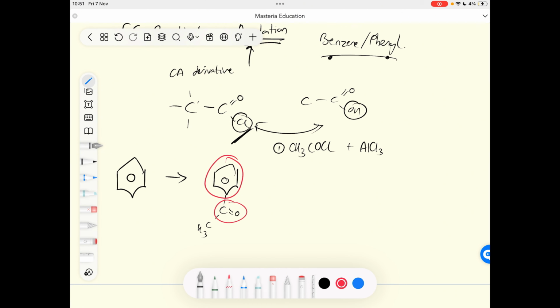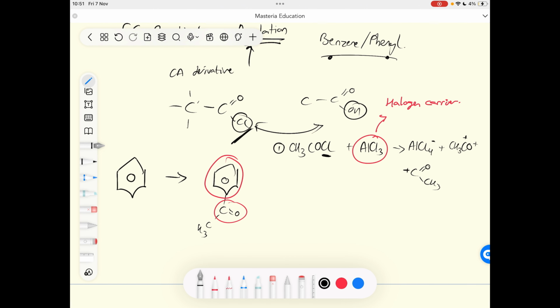AlCl3. So this molecule here is known as a halogen carrier. Essentially what it does is it removes the halogen from here. The way it does that is by becoming AlCl4 minus, because this will give it a negative charge, and then CH3CO plus. The plus, quite importantly, is located on that carbon. So you could draw it like that.